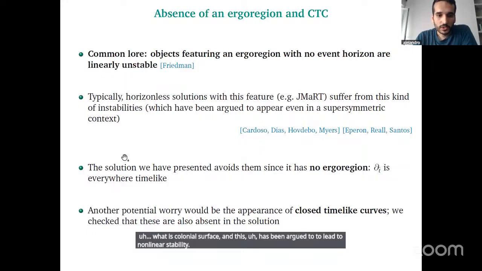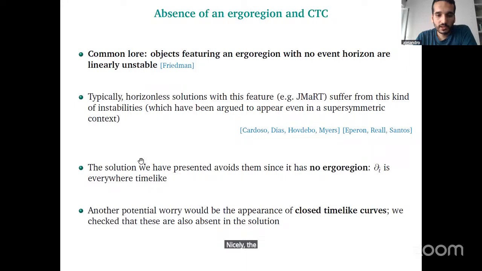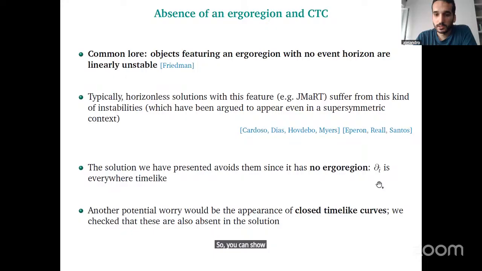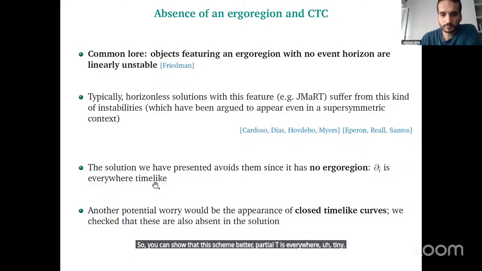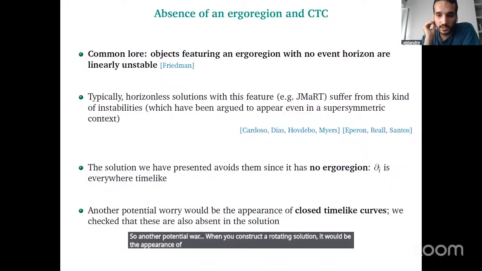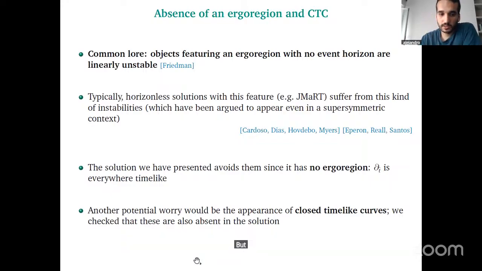Nicely, the solution that we have just discussed would avoid these potential ergoregion instabilities, because actually there is no ergoregion. You can show that this Killing vector, partial T, is everywhere timelike. Another potential worry when you construct a rotating solution would be the appearance of closed timelike curves, but we also checked in the paper that they are absent in this solution.